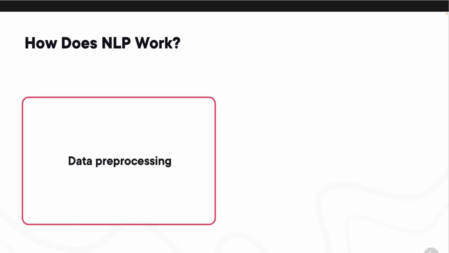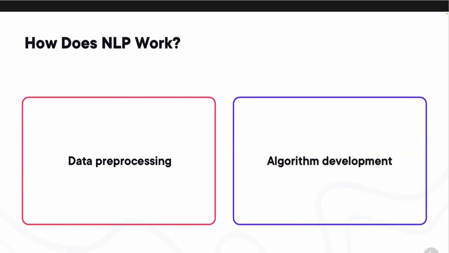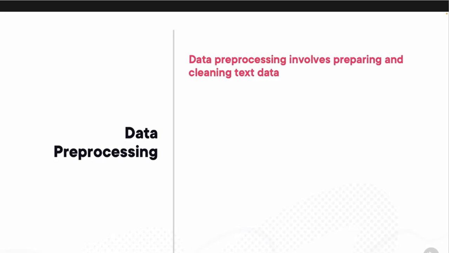So how does it work? NLP has two main phases: data pre-processing and algorithm development. Data pre-processing involves preparing and cleaning text data for machines to be able to analyze it. Pre-processing puts data in workable form and highlights features in the text that an algorithm can work with. Let's look at some of the ways that this is done.